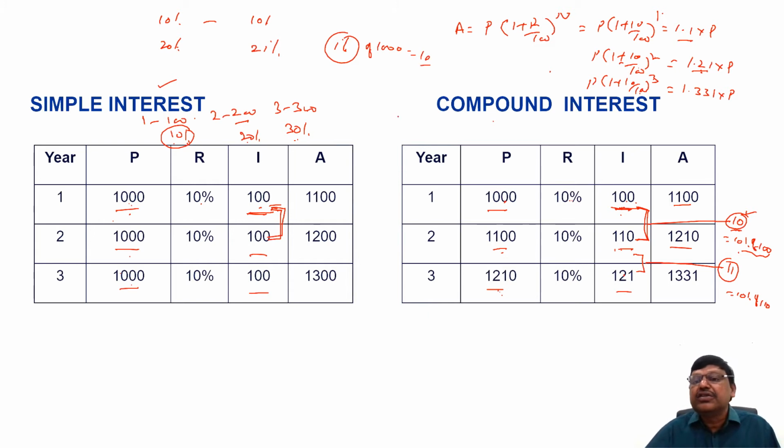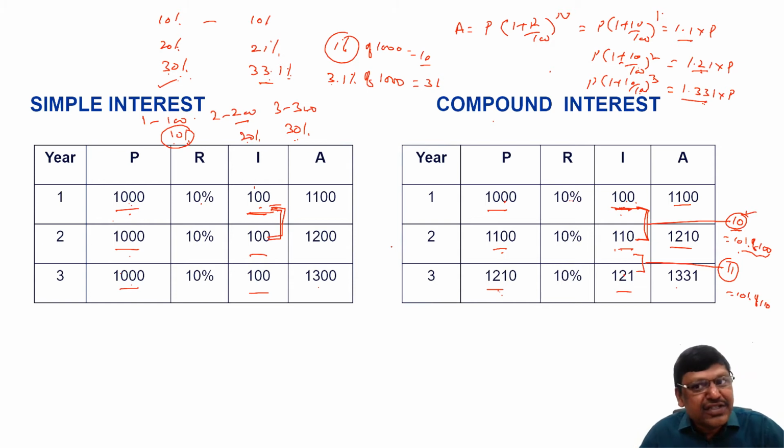Yes. For 3 years, if you look at it, it is 1.331. 0.331 means 33.1% is the interest, whereas here it is 30%, which means the difference is 3.1%. 3.1% of 1000: 1% is 10, so 3.1% is 31. Right? So we can see here it is 1300, 1331, the difference is 31. Right? Like this, we can answer it.